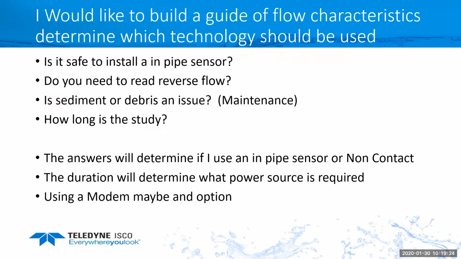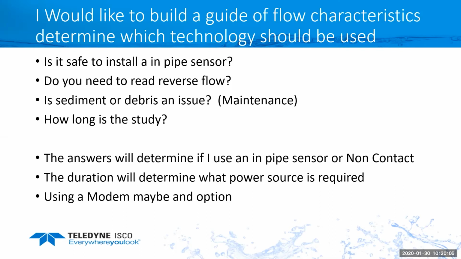Another question was, I'd like to build a guide for flow characteristics to determine which technology I should use. There's a lot of things to take into consideration for that. Some of the things I start to ask first: is it safe to install that equipment in the pipe? Do you need to read reverse flow? Is this an application that's tidally influenced that may have reverse flow in there? Is sediment or debris an issue? So before deploying equipment, I like to ask them to go out, look at the site, and look at the ladder rungs and other things around there for signs of surcharging.